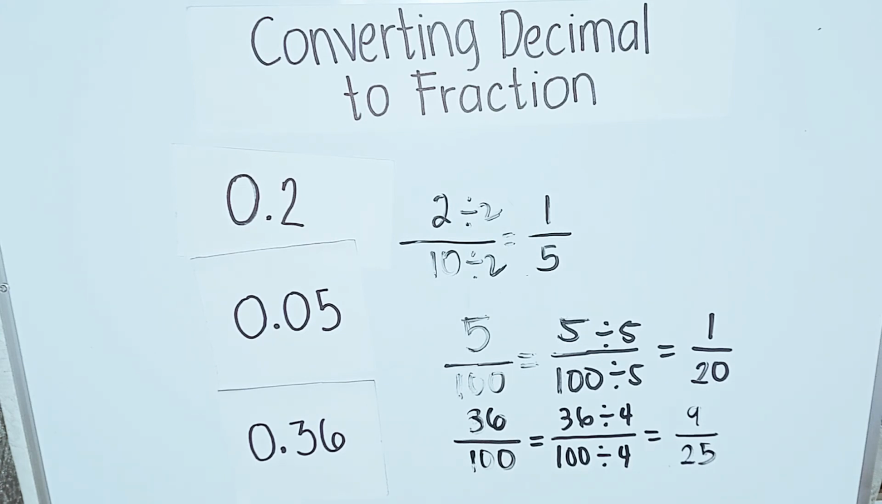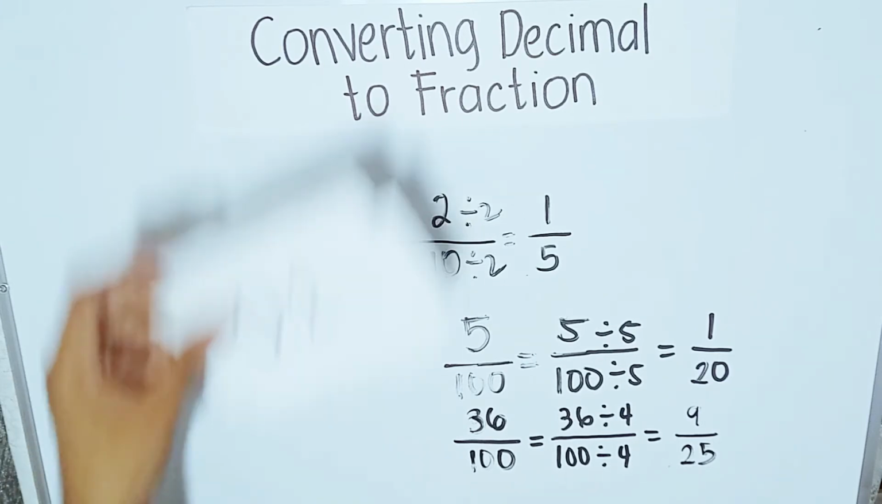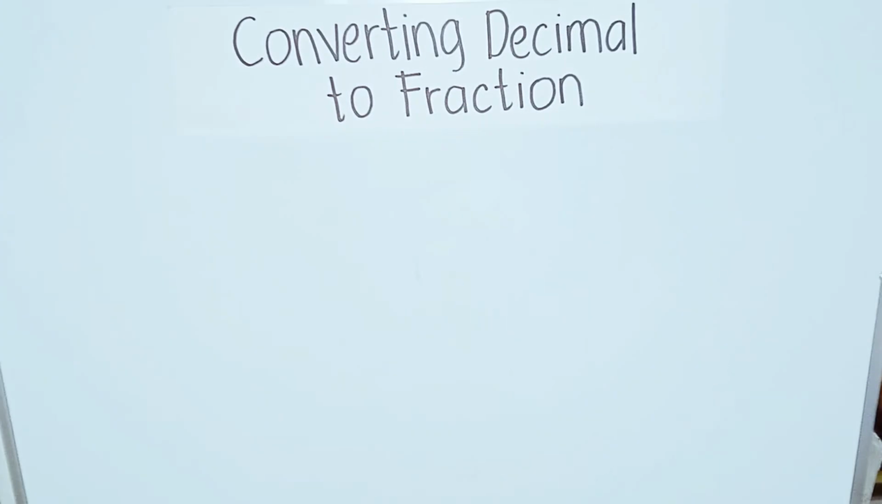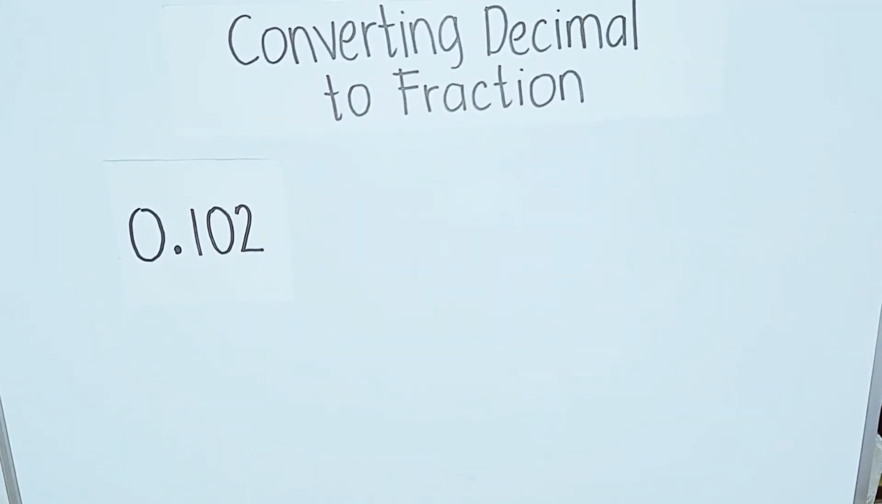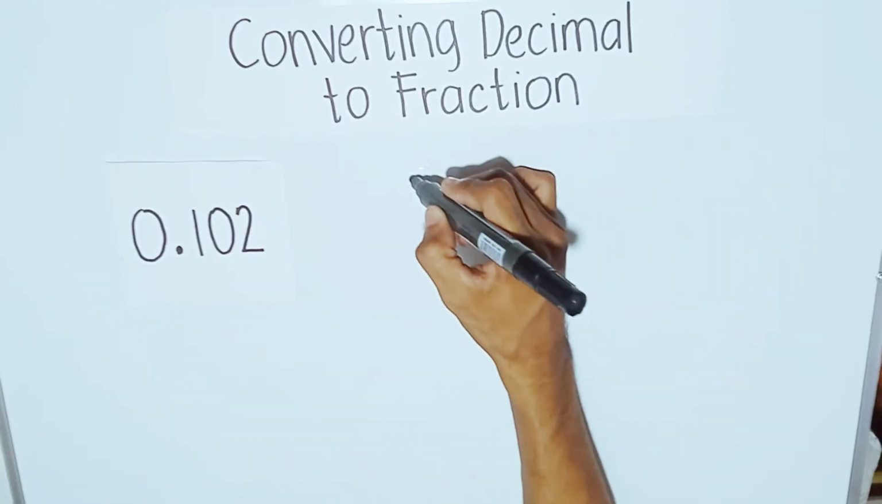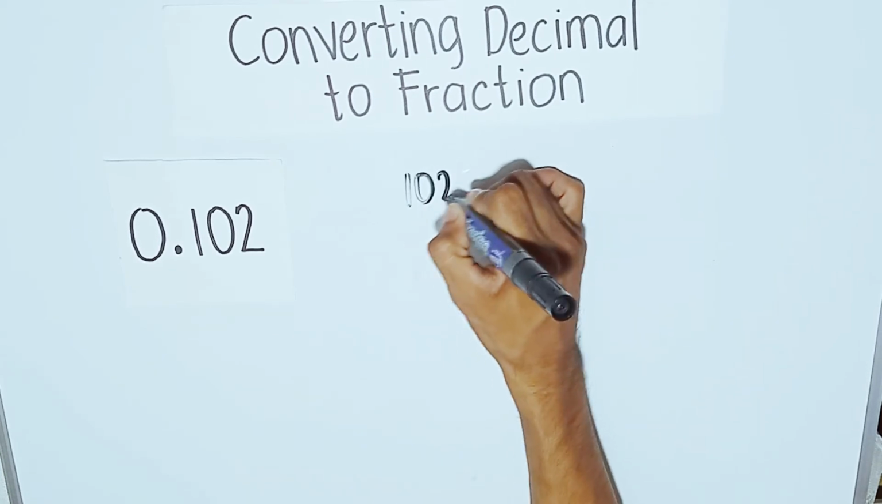So let's have some more examples para ma-master nyo. So, tapos na tayo dito. Remove na natin yan. So, next we have... Now, let's examine this one. Next example tayo. Meron tayong 0 and 102 thousandths. Now, how are we going to convert this decimal to fraction? Anong nakikita nyo na numbers dyan? Meron tayong numbers after the decimal na 102. So, take that number, 102. Kunin lang natin yung 102 yan.